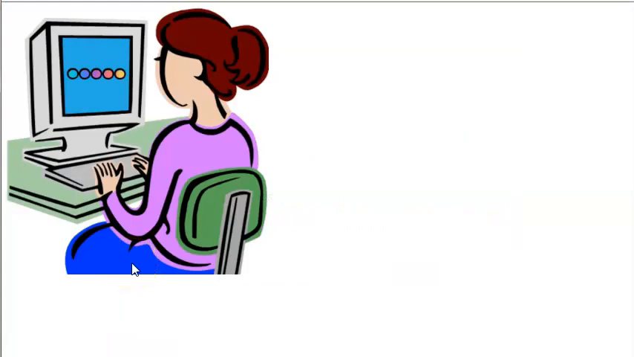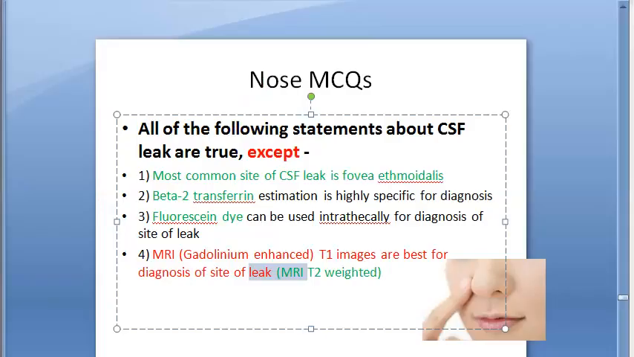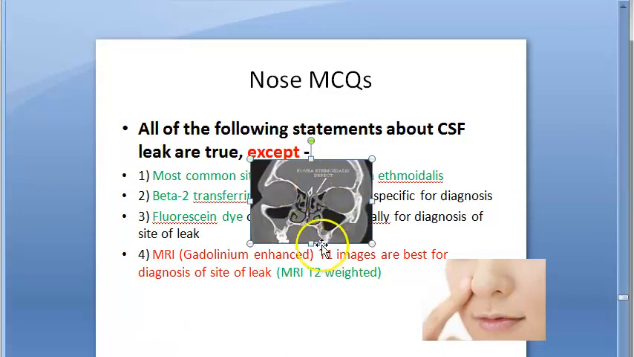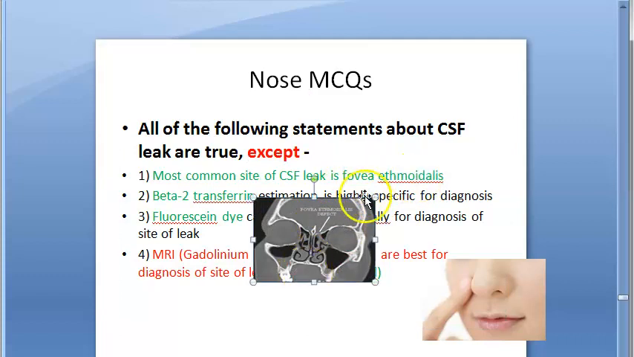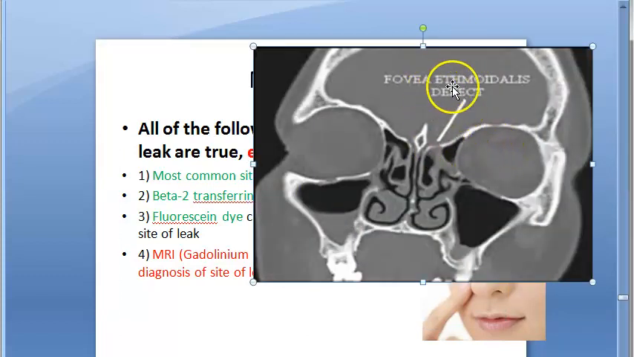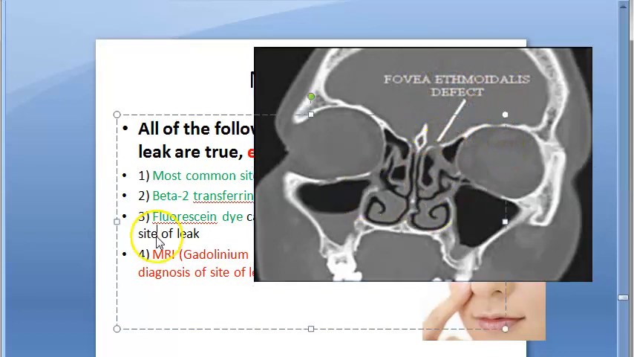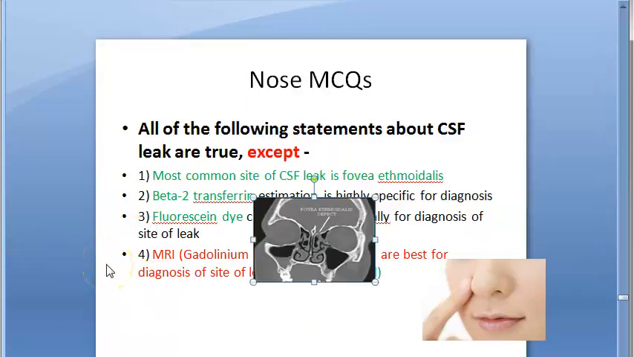In general, to know the location of site, you can use CT, high resolution CT, MRI which is T2 weighted, intrathecal fluorescein study which you just now saw in the options, right? Then you can use other things which are actually banned now, like intrathecal radioactive substances, CT cisternogram which is intrathecal injection of iohexol, okay, but now it is not done much, okay. This terminology which is there here, fovea ethmoidalis, look at this. Fovea ethmoidalis defect, something they have shown here, okay. If you want, you can learn, okay.